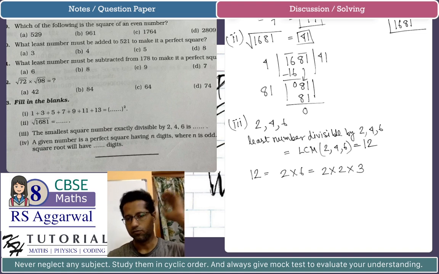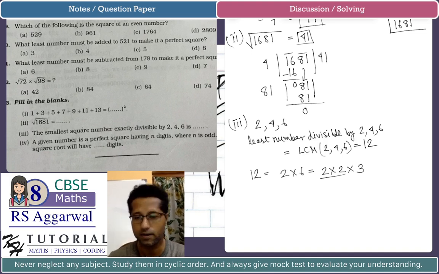From there we have to create pairs of equal factors. We have one pair, this, and one pair, this. So now if we just remove 3 from the prime factorization, we get 4, which should be the least number which will be a perfect square and also divisible by 2, 4, 6.